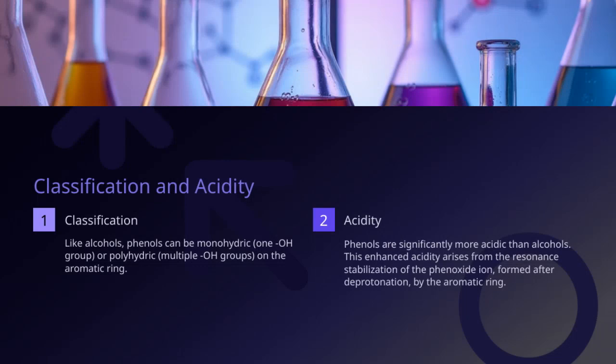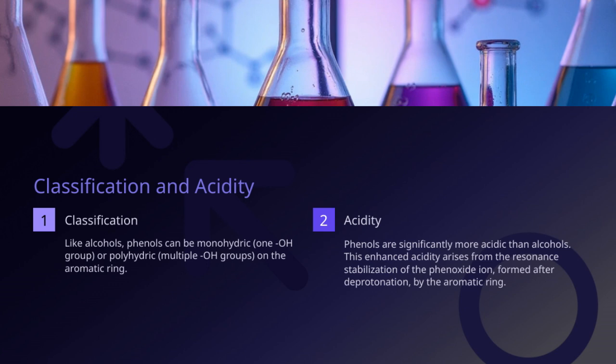Phenols are significantly more acidic than alcohols. This is mainly due to the resonance stabilization of the phenoxide ion, which forms after deprotonation. When phenol loses a hydrogen ion, the resulting negative charge can be delocalized over the aromatic ring, stabilizing the ion. This resonance effect makes phenols much more prone to losing their proton compared to regular alcohols.